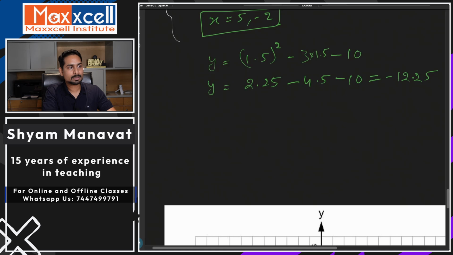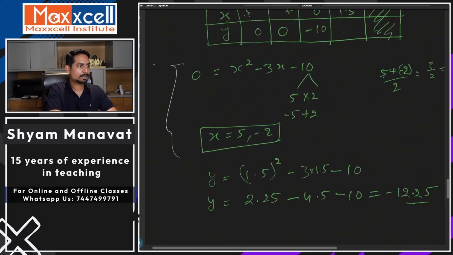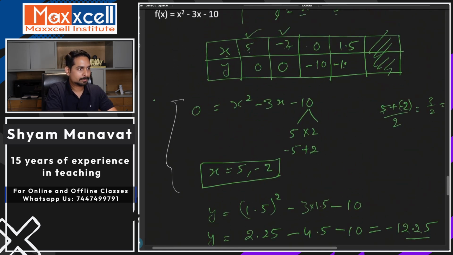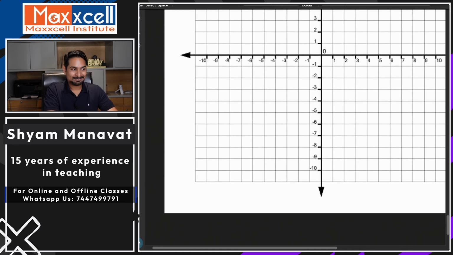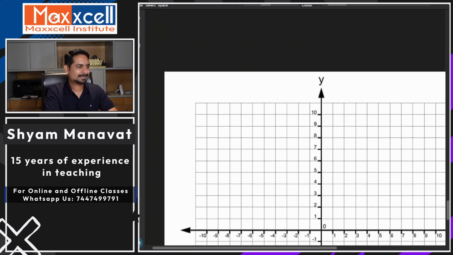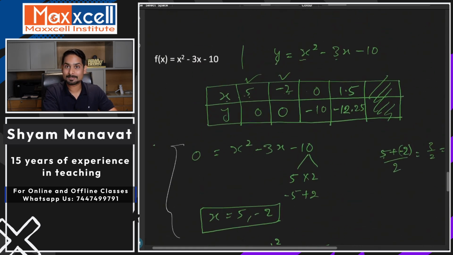Yes, minus 12.25. This is the coordinate of y, minus 12.25. That's the coordinate of the vertex. Unfortunately, I have got only till minus 10, so I'll make a few more points. Minus 11, minus 12, and this is minus 13. So minus 12.25 should be somewhere here. Fine. Okay, let's plot the coordinates.